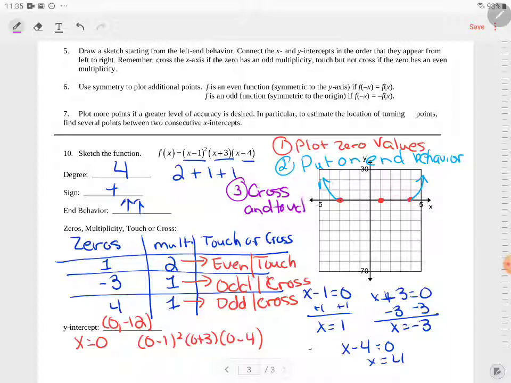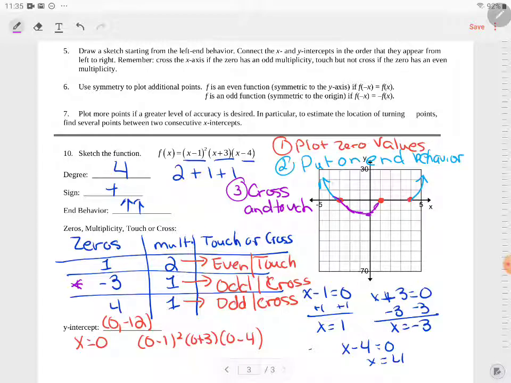Now these zeros are going to pretend they're like a magnet. So when I cross or touch, it's going to go back to the 0. So again, this is a rough sketch. So if I start with negative 3 here, negative 3 is a cross. That means you go from the positive to the negative. Oh, and since we know our y-intercept is negative 12, this is 10, 20, 30, 40. So I'm going to go to about right here. And it comes back like that.